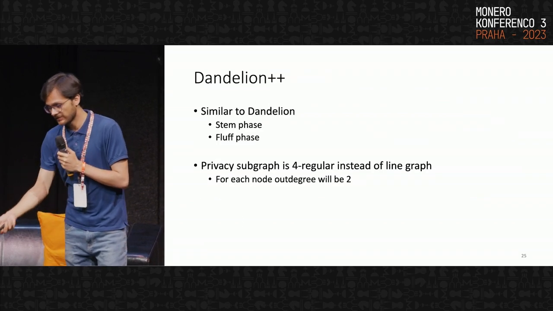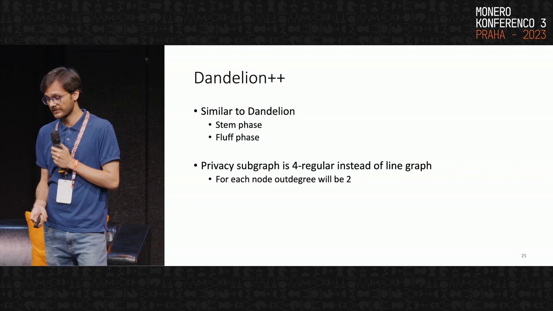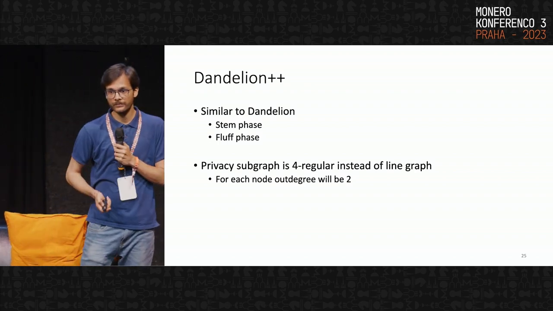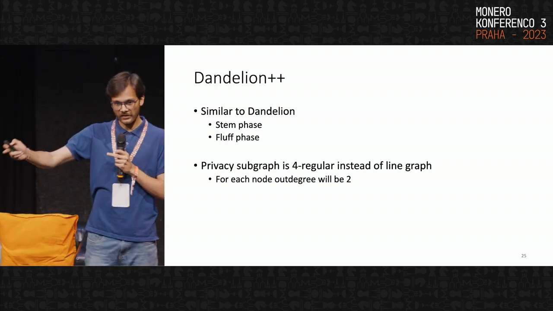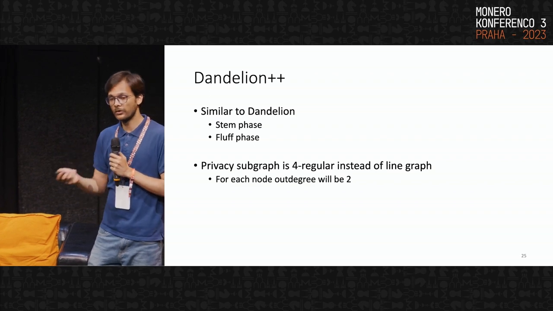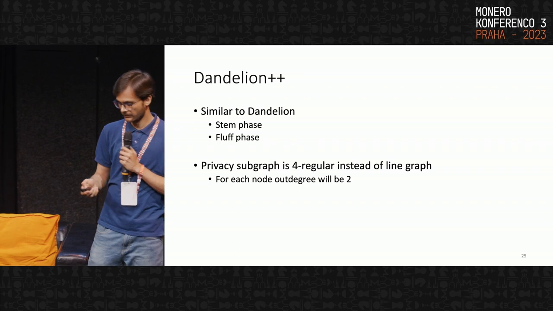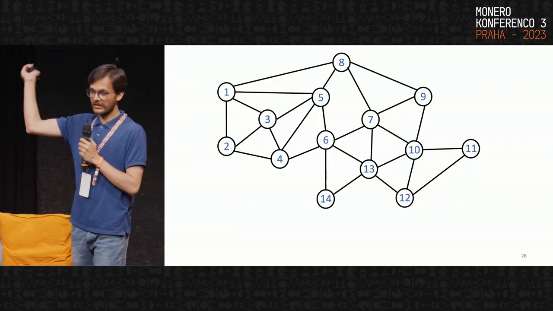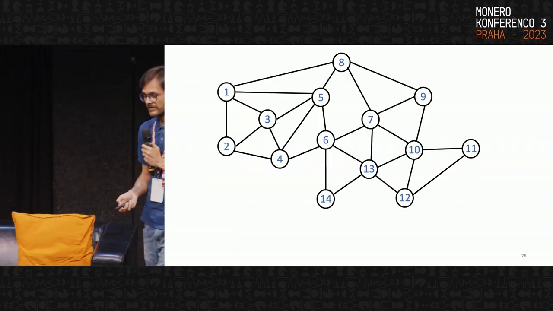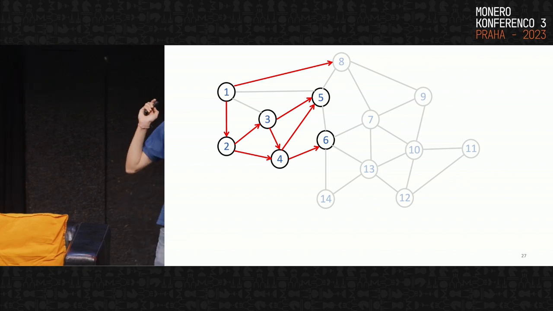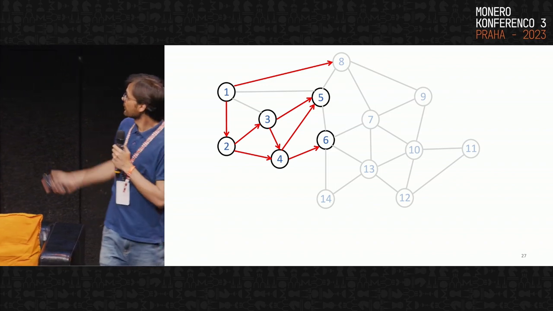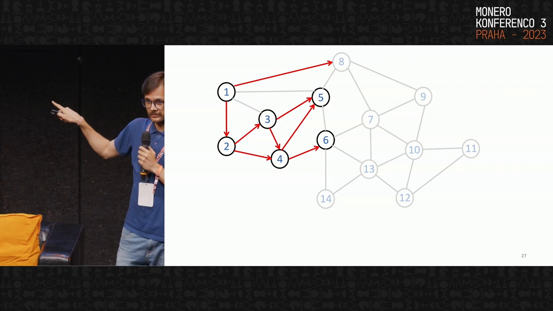And there was a successor system for this, Dandelion++, in which everything remained the same. But now, instead of a line graph, they create a four-regular graph, which essentially means it will have two outgoing edges and two incoming edges as an improvement. So if you look at this graph, how will the privacy subgraph in this case look like? It will look like something like this, where every node has two outgoing edges, right?